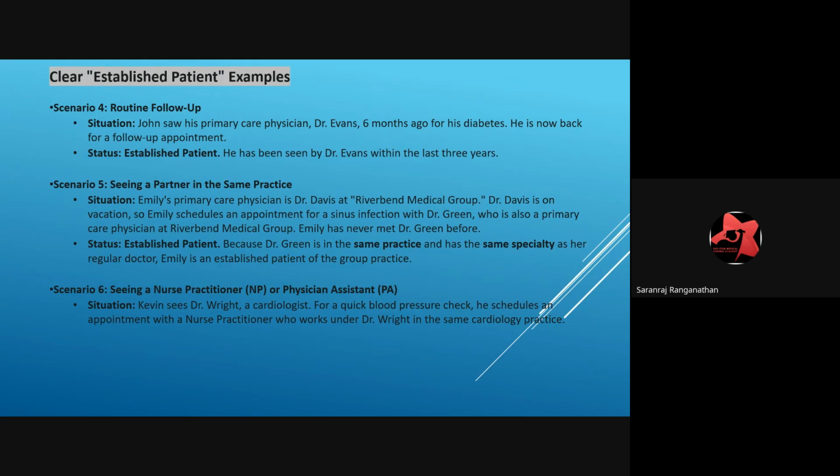Seeing the nurse practitioner or physician assistant. Okay, so here also, if you see, cardiologist Dr.